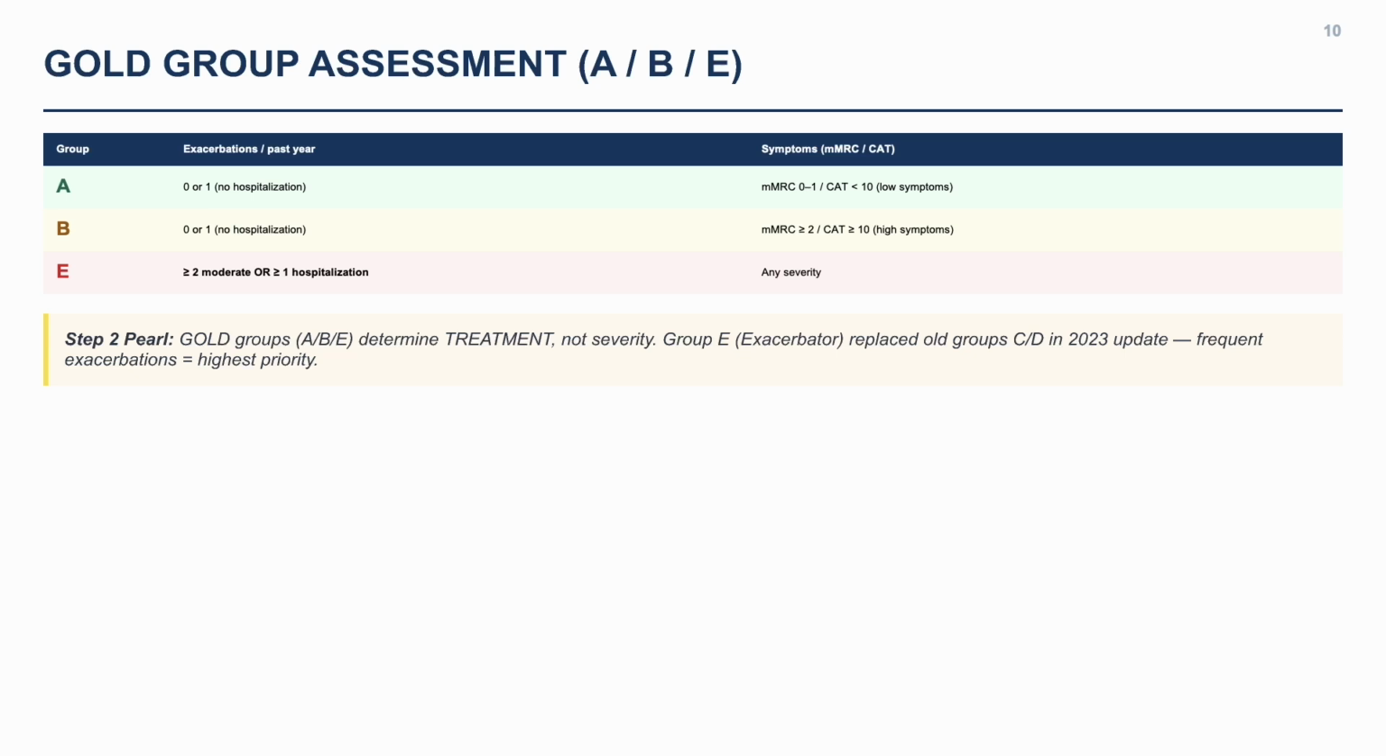severity. Key Pearl: Group E replaced the old groups C and D in the 2023 GOLD update. Frequent exacerbations now carry the highest priority in treatment decisions.